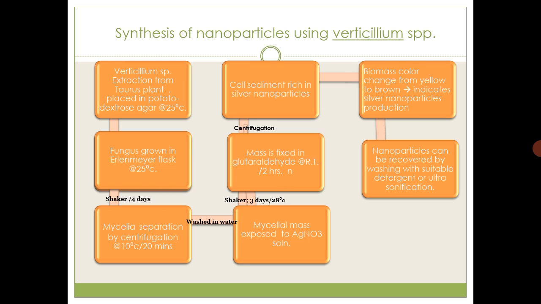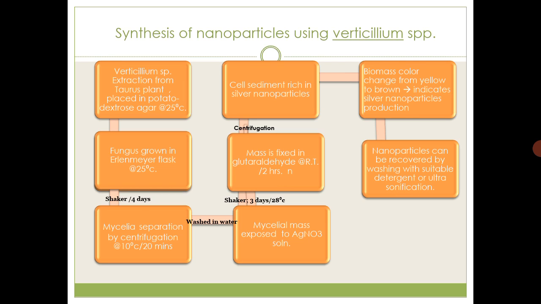Now how will we observe? We will observe for the color change. The initial color is yellow. Now we will observe for the brown coloration. So if the biomass color has changed from yellow to the final brown color, we can say that the Verticillium has produced the silver nanoparticles intracellularly.